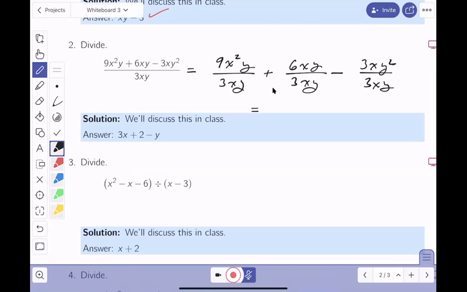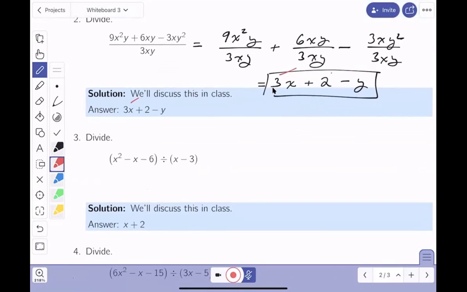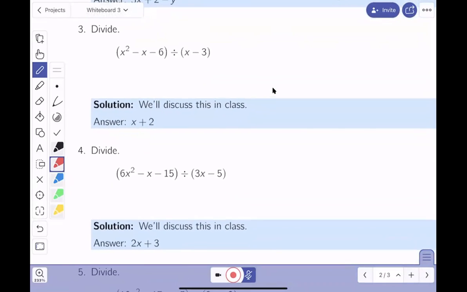So 9 divided by 3 is 3. That was pretty simple. One factor of x cancels. I'm doing the first term, by the way. That's x, and the y's cancel. What do you get next? 6 divided by 3 is 2. The x cancels, the y cancels. Next term, 3 divided by 3 is 1. x divided by x is 1. Now you have 2 factors of y on top, 1 on bottom. There's 1 factor of y left over. That's my answer. Let's check it. We're doing good.